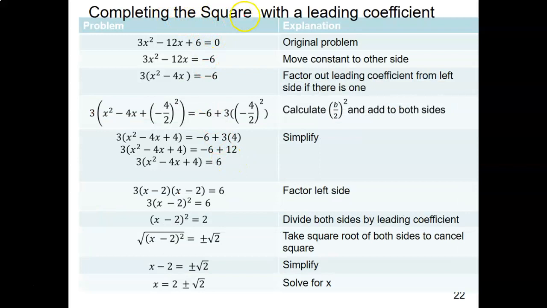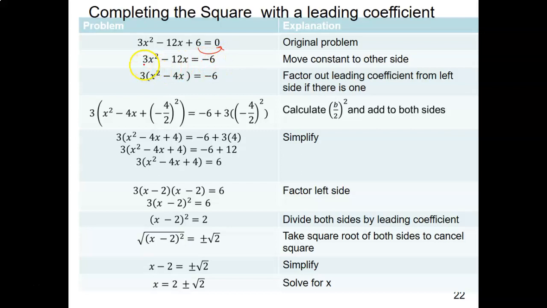Okay, here's an example of completing the square where we do have a leading coefficient. So here's our original problem. We have a leading coefficient of 3, so we are going to do this a little differently. First thing we're going to do is move the 6 over, so it's a negative 6.